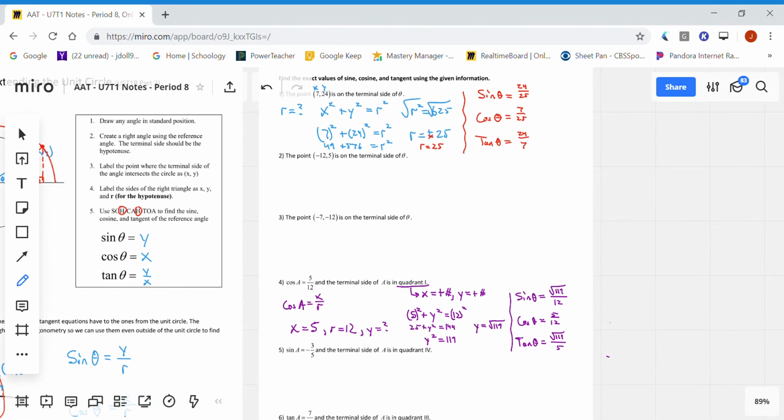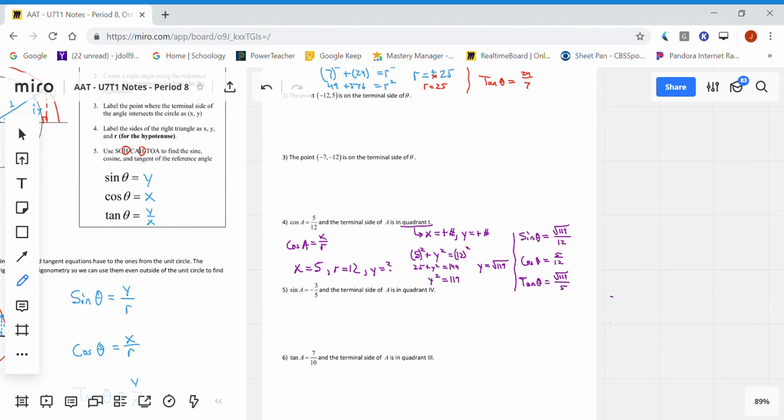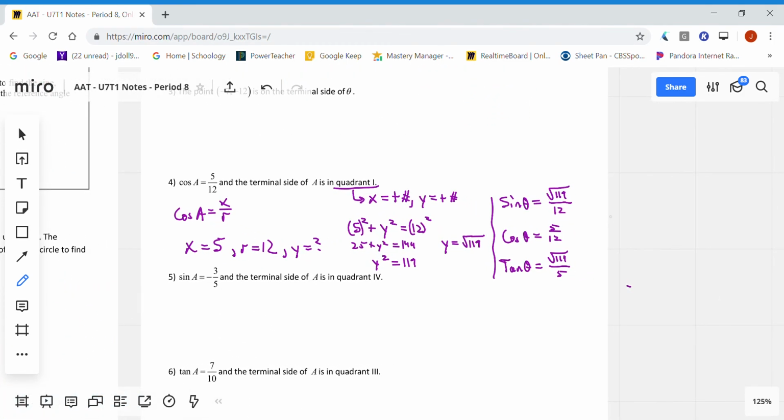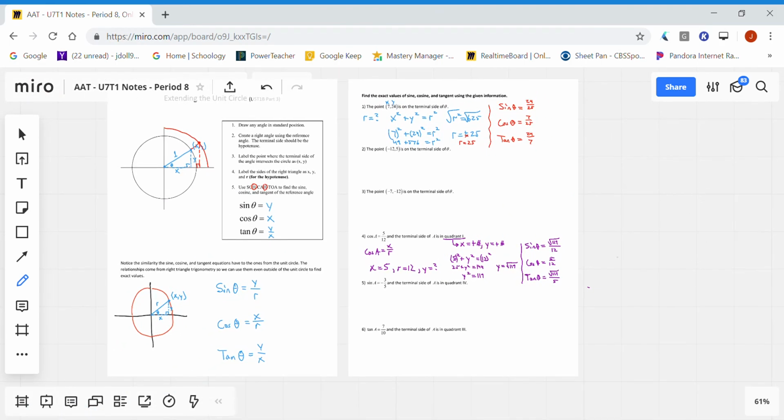All right, so you can see in both examples, essentially what you're being given is two of the three variables. You're either given x and y in example 1, you're given x and r in example 4, sometimes you'll be given y and r. You're going to be given that in example 5. The key is to use the two variables you have with our Pythagorean identity to find the third, and then plug them in.